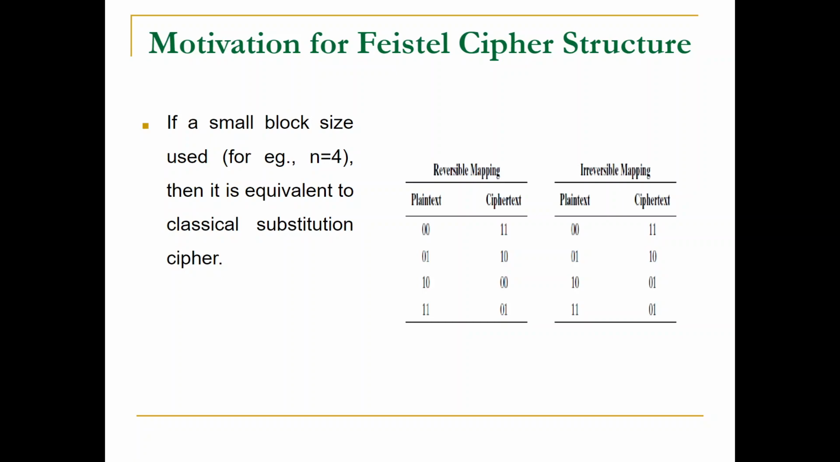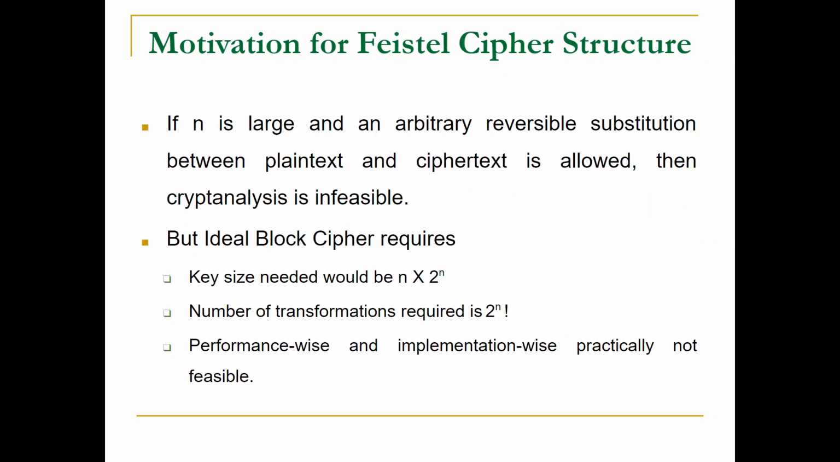One more thing, as we have already discussed, if the plaintext block size is small, for example, let n equal 4, then it is equal to a classical substitution cipher. That means it is vulnerable to statistical frequency analysis. Now let n be large, and we have an arbitrary reversible substitution between plaintext and ciphertext, and cryptanalysis becomes difficult. But this is known as the ideal block cipher.